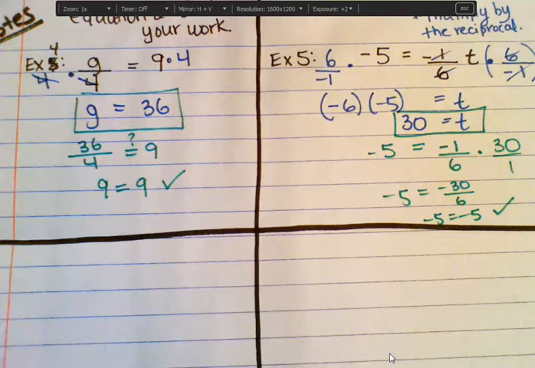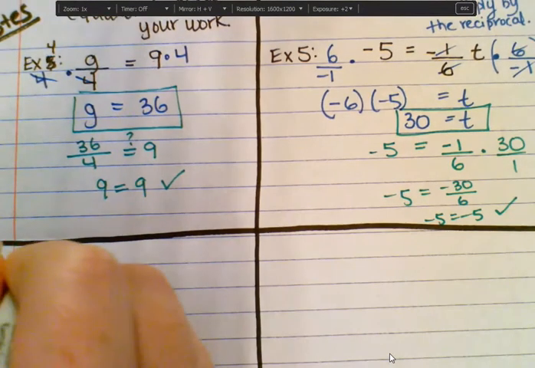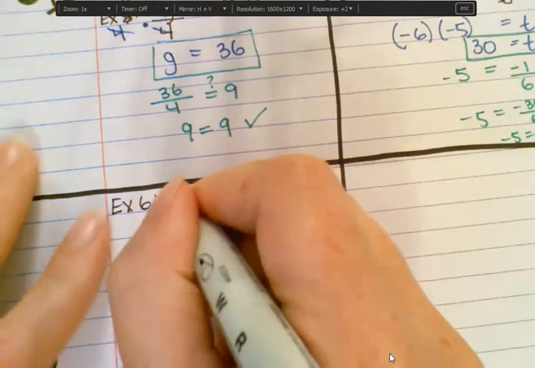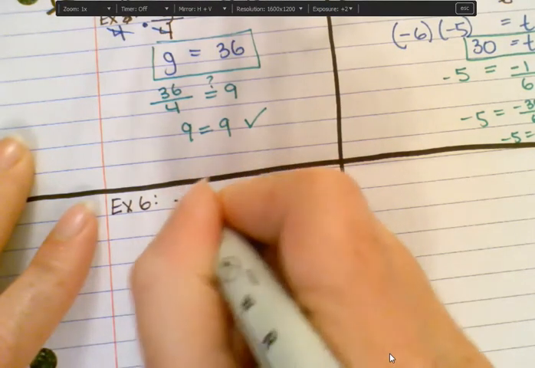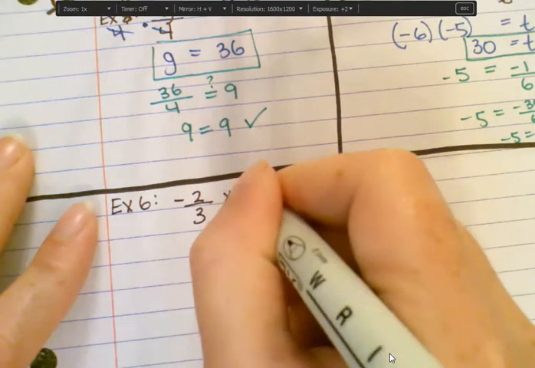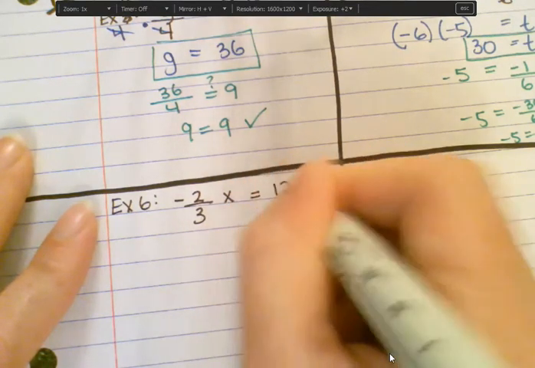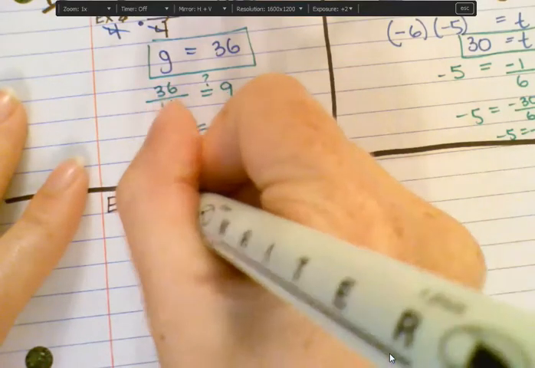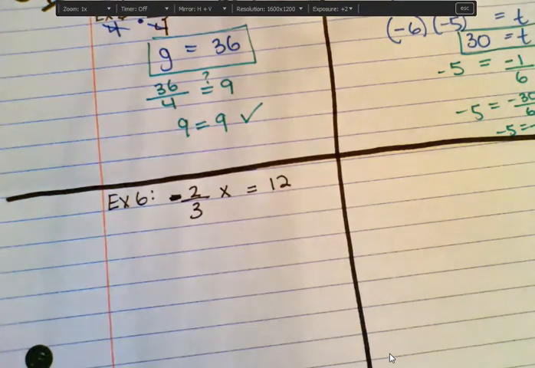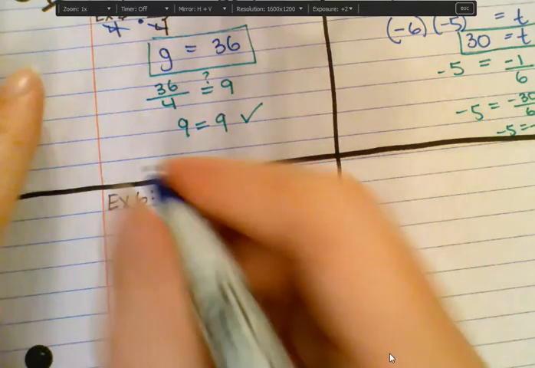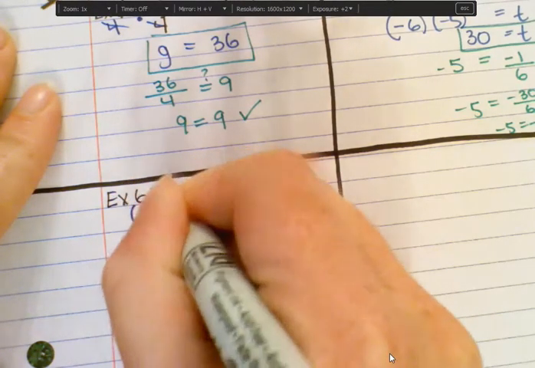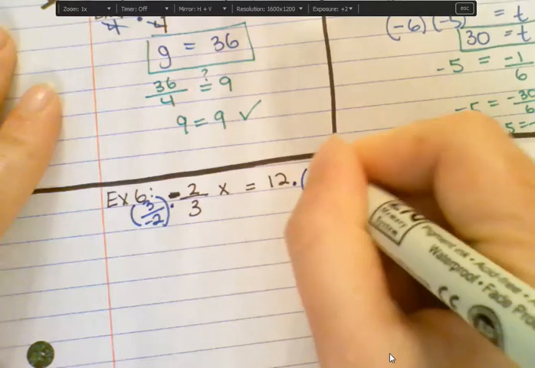So go down and let's write in example 6. Okay, so we are going to have -2/3 x equals 12. And sometimes the negative won't really be with one number, but if it's just out front here, just make sure you include it in your reciprocal when you multiply. So like for example here, I'm going to multiply both sides by 3 over -2. What I do to one side, I need to do to the other side, so 3 over -2.